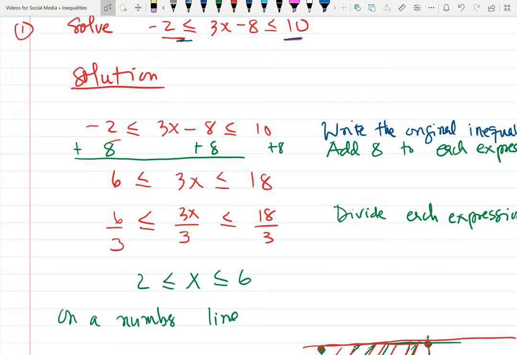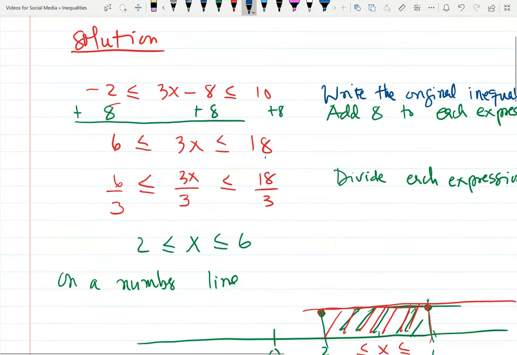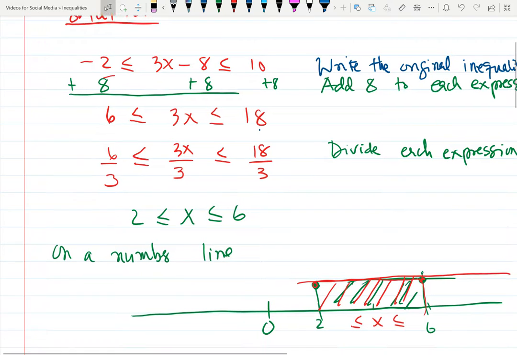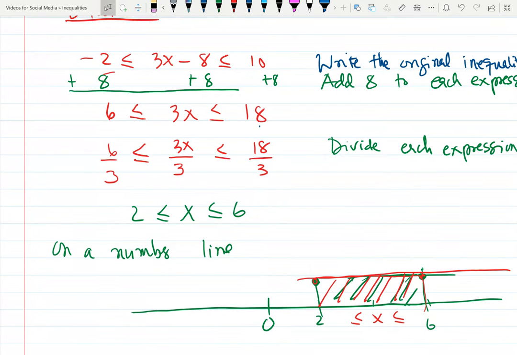First of all, see this negative 8? You remove it by adding 8 to both sides of the inequality. So 10 plus 8 is 18 and negative 2 plus 8 is positive 6. Watch your integers, addition and subtraction of your integers. If you make a mistake there, you're going to get the question wrong. So if you have a problem with addition and subtraction of integers, please go back and master it.